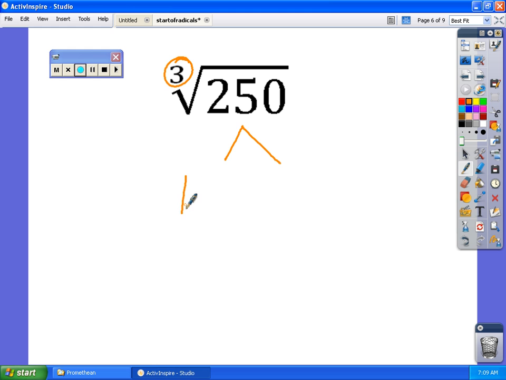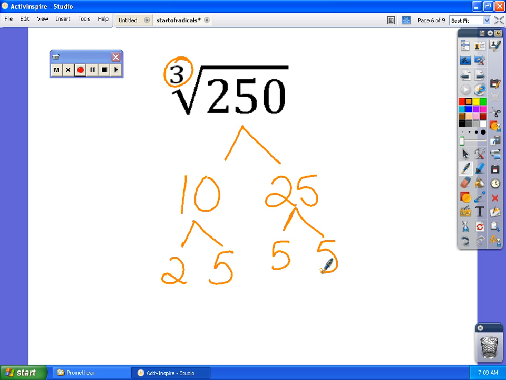So I break this down into 10 times 25 because it ended in 0, so I know it's divisible by 10. That is 2 and 5, and 25 is 5 and 5. Here's my triple 3's. I have triple 5's. I have 3 5's, so 5 comes outside. I don't have enough 2's, so 2 stays home. And if I did 5 to the third power, that would be 125 times 2 is 250.